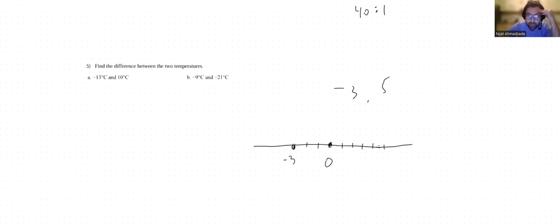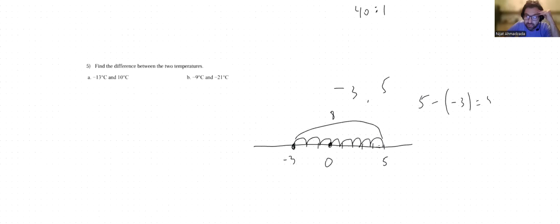So now we are finding the difference. Difference is 1, 2, 3, 4, 5, 6, 7, 8. So the difference will be 8, right? So that is why you are getting 8 once you do this operation: 5 minus negative 3, which will be 5 plus 3, because minus minus gives you plus, and then the answer will be 8, right, for this one.